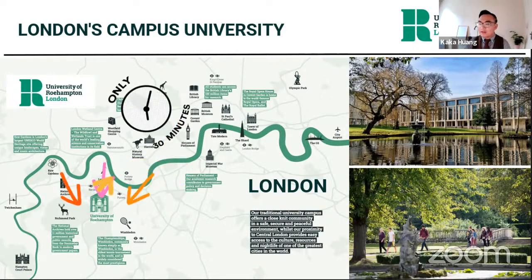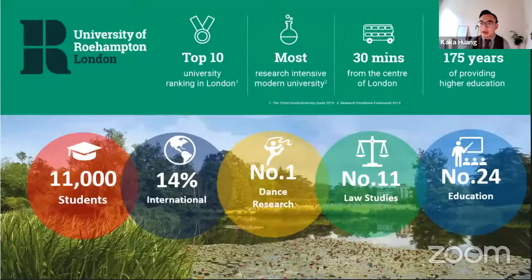So that's about the location, and let's look at some other factors that really make University of Roehampton unique. We are ranked a top 10 university in London. There are many other universities in London, about 30 or so in total, because some other universities, although their main campuses aren't based in London, do have affiliated satellite campuses based in London.